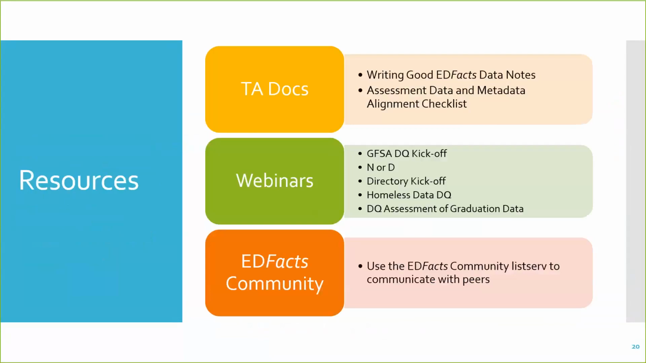There's an assessment data and metadata alignment checklist associated with the visual that I showed where the misalignments exist. There's a little bit more information about that. And then we held previous webinars about data quality for GFSA, NRD, directory, homeless, and the assessment of the graduation data. Those are out on the community site. And then we also have our community listserv for you to communicate with your fellow peers.